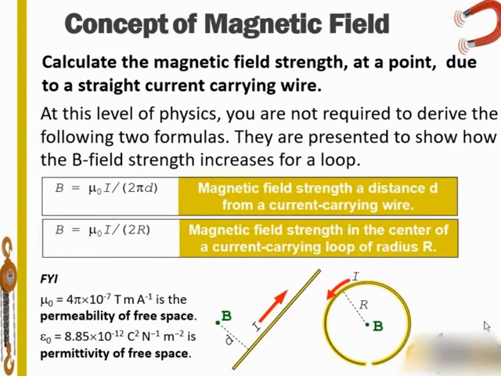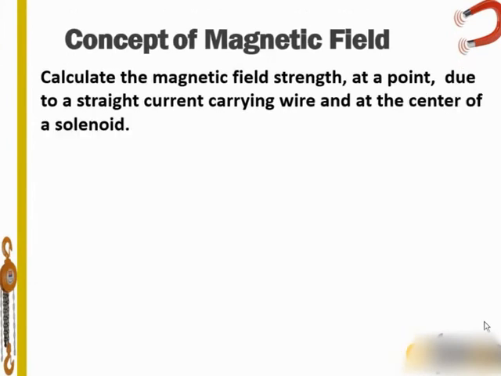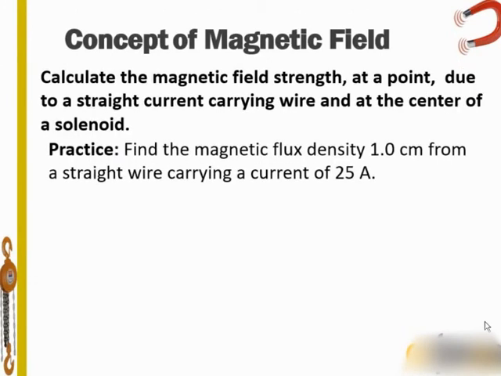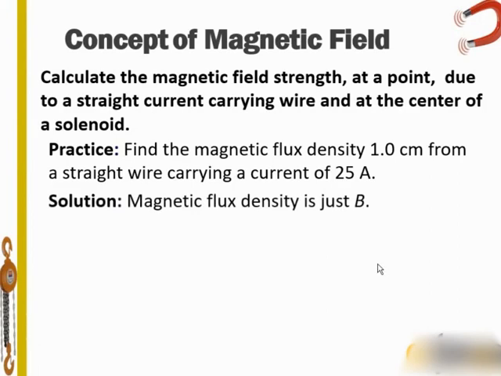Okay, so let's have a look at a calculation. Let's have a look at a practice question. Find the magnetic flux density 1.0 centimeters from a straight wire carrying a current of 25 amps. Okay, so let's have a look at the solution to this. Let's go through this together.